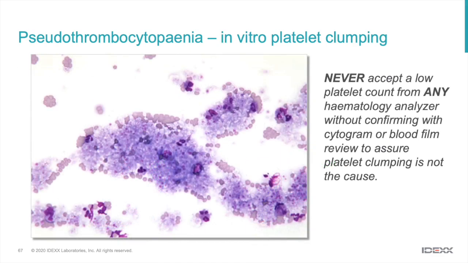Let me restate that point. No hematology analyzer is 100% sensitive in either giving you a message or showing you evidence of platelet aggregates just on the cytograms. And what I strongly recommend you do is never accept a low platelet count from any hematology analyzer without confirming with either the cytogram or blood film review. Do this before you start investigating the cause of a thrombocytopenia.